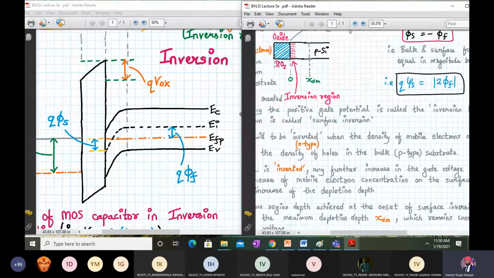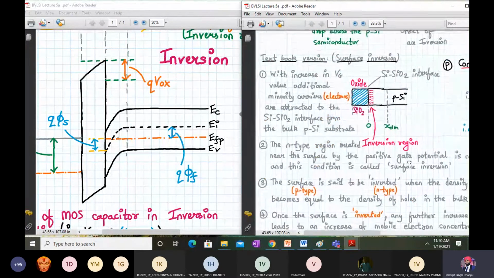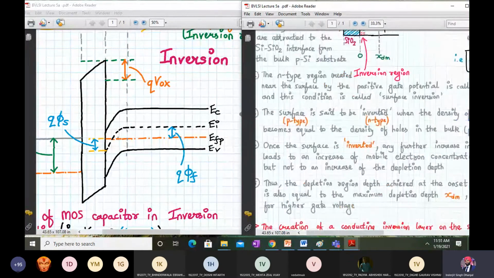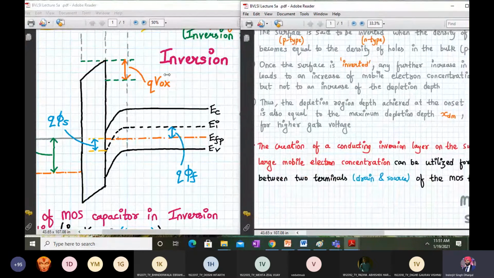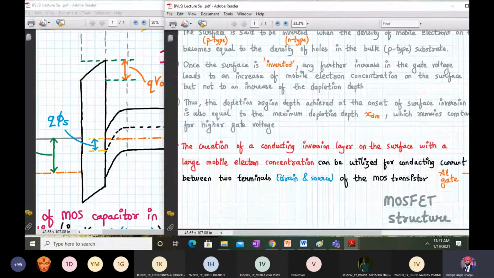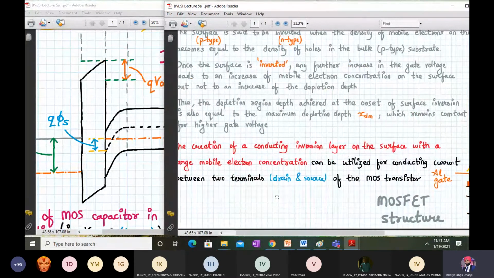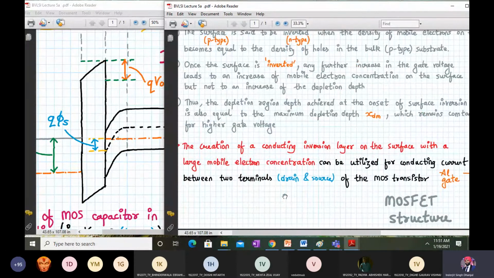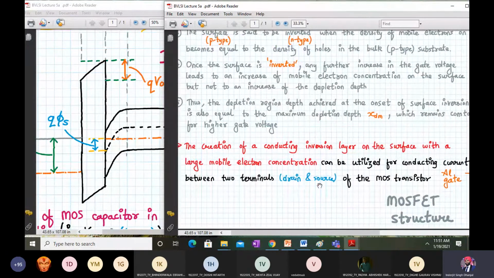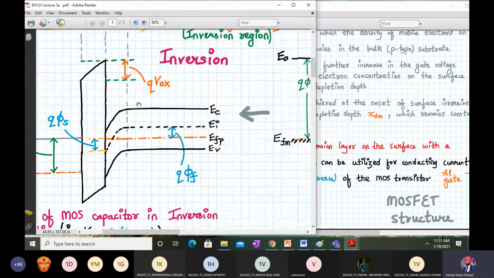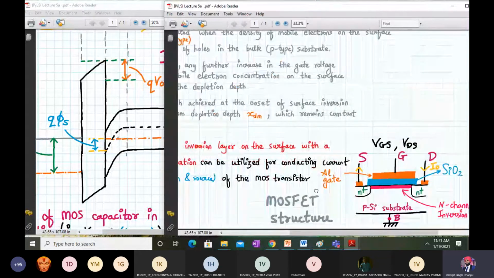Here I have also given some textbook version of the answer: what is the surface inversion? Same thing as we have discussed. Here I have also written one thing: the creation of the conducting inversion layer on the surface with a large mobile electron concentration can be utilized for conducting current between two terminals, that is drain and source of a MOS transistor. So from this concept of creation of the inversion layer, we will use this directly in your MOSFET structure.